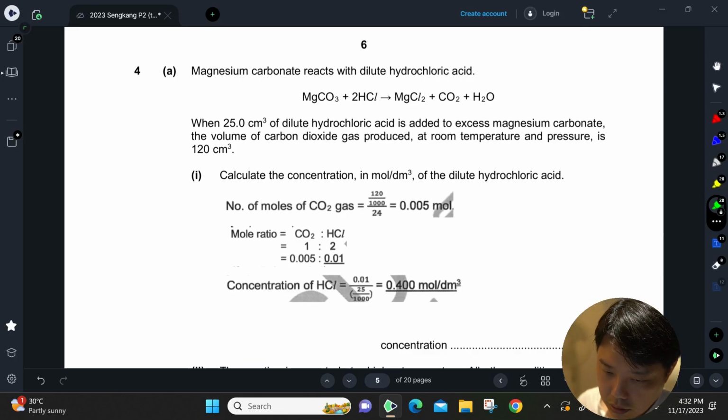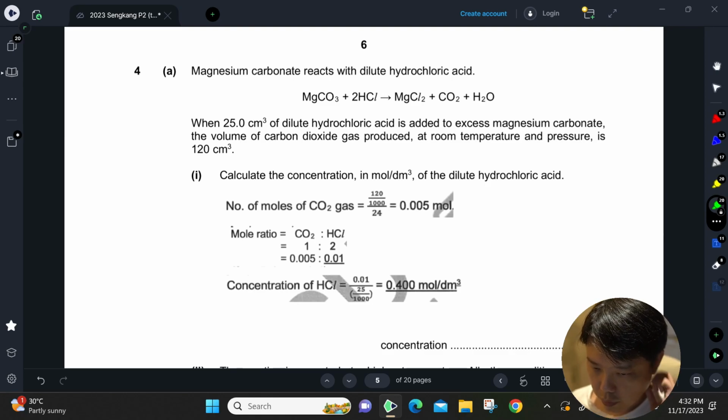Now, guys, let's look at question 4. This is a little bit of a calculation question. You have magnesium carbonate reacting with dilute HCl, the equation given to you there. When 25 cm cube of this dilute HCl is added to excess magnesium carbonate, the volume of carbon dioxide at RTP is 120 cm cube. Calculate the concentration in mole per dm cube of dilute HCl.